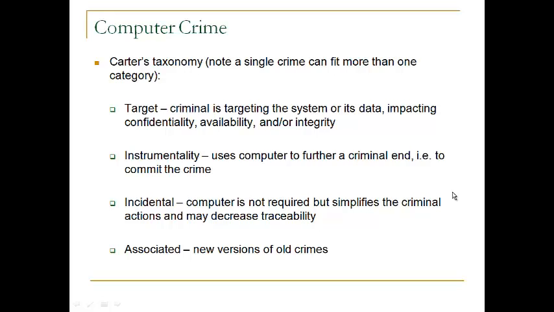And then the last category, associated, we're talking about new versions of old crimes. So the prevalence of computers and the internet has changed more traditional crimes in certain circumstances. And some examples here might be things as simple as harassment. So employees could always harass each other, walking down the hall, calling each other names, whatever, as silly as that may seem. But the computer has made that a little easier to do.